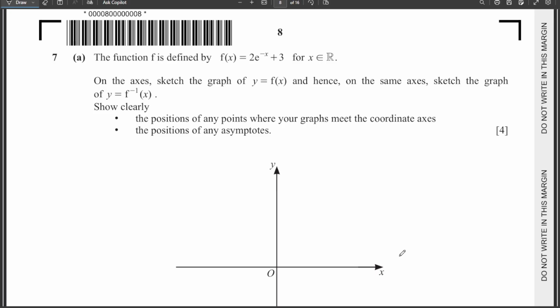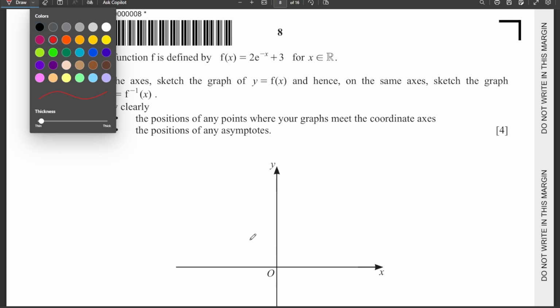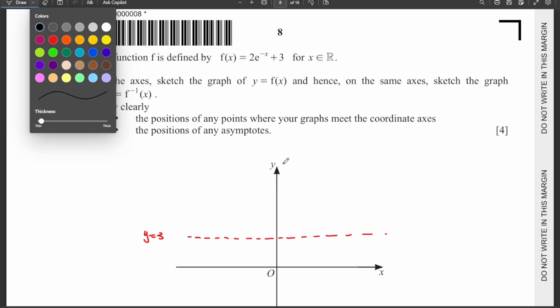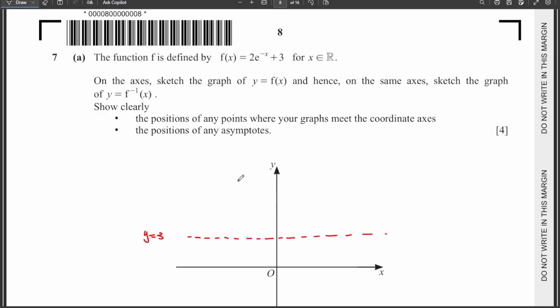Okay, so let's first start with f. We know the shape of an e power negative x graph, it looks like that. And we know there is a vertical shift of 3 upwards. So let's just sketch the vertical shift first, which is also considered as the asymptote for the graph, right? So we'll sketch the asymptote, y equals 3, and then I'll sketch the shape of the function f graph. It will look something like that. Remember, yeah.